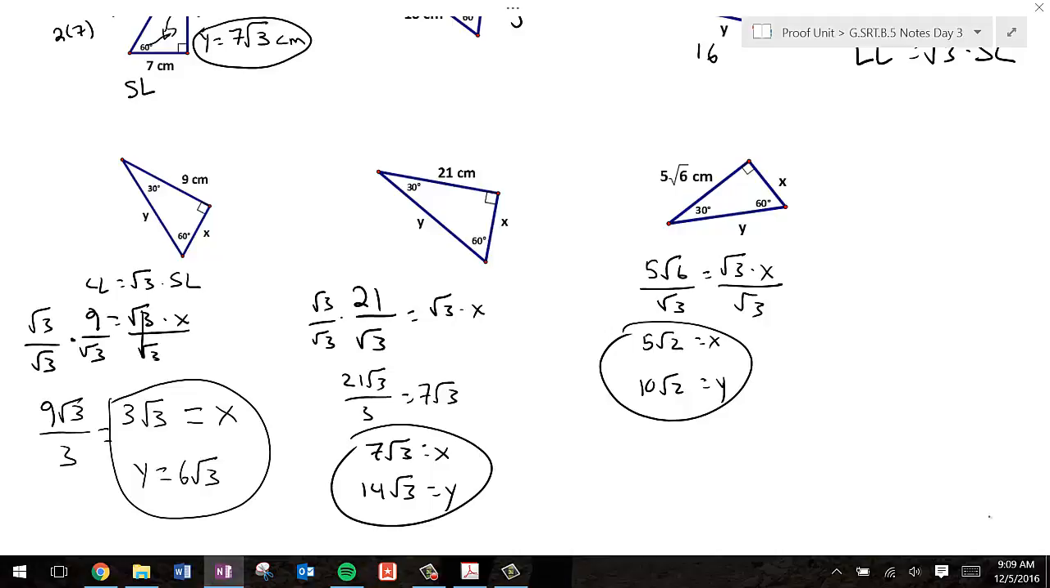What's nice about number 6 is that when we divide both sides by radical 3, having that radical 6 on the top allows us to do a little bit of arithmetic here. Radical 6 divided by radical 3 is leaving us with a radical 2 on the top. And it allows us to not have to rationalize. We end up with 5 radical 2 for x, and then we double that to 10 radical 2 for y.